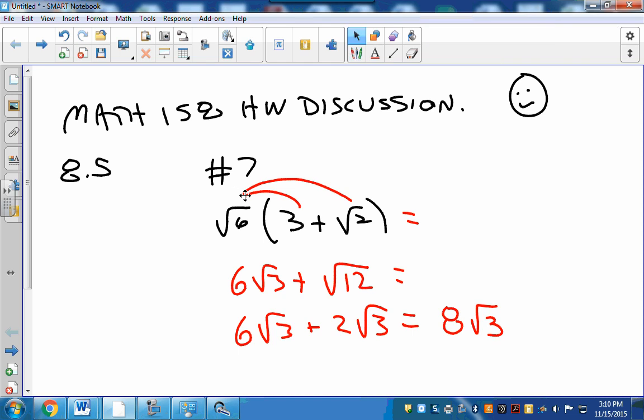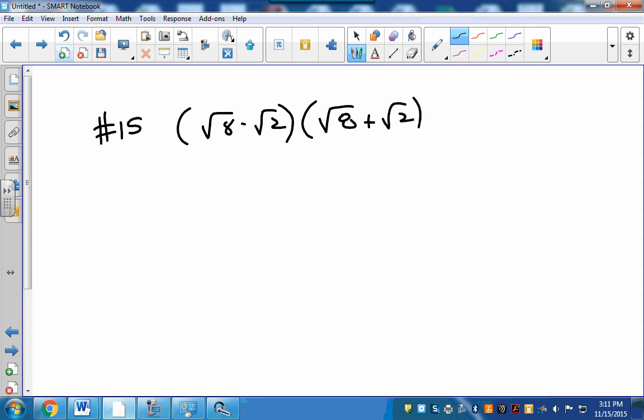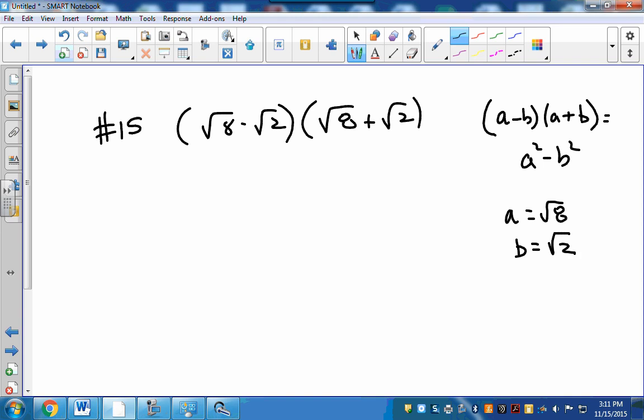Number 15. Number 15, we've got root 8 minus root 2 times root 8 plus root 2. Okay, you can do this the hard way, but we're going to do it the easy way, noting that this is of the form a minus b, a plus b, sort of the difference of squares pattern, right? A squared minus b squared. And in this problem, a is root 8, and b is root 2. So a squared is 8, b squared is 2, so a squared minus b squared is 6.